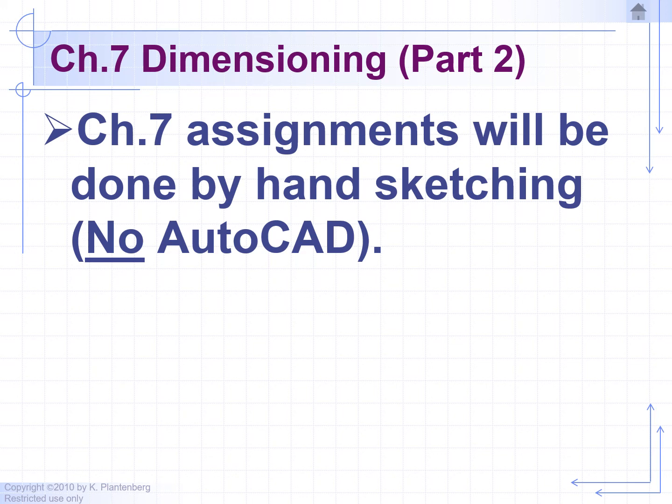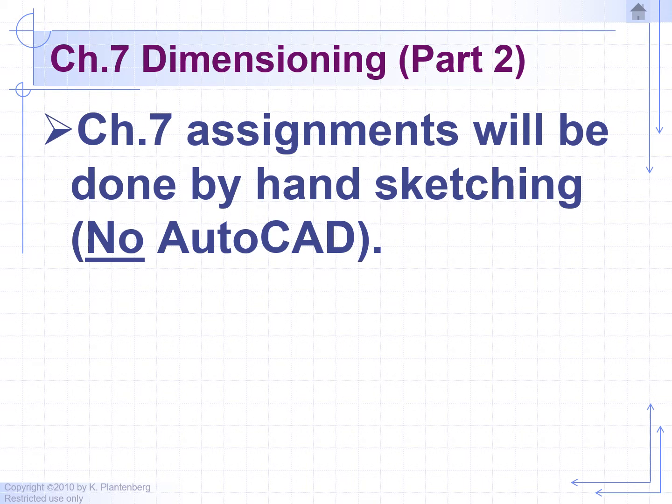So now we're going to continue on with Chapter 7, Part 2, Dimensioning. And just a reminder, this will be done by hand, or if you can sketch using some type of software on your computer, go for it. We're not using AutoCAD for this chapter. That'll be in the next chapter. Chapter 8 will be dimensioning using AutoCAD. And there is no new assignment for Chapter 7. Continue working on the previous handout for Chapter 7, Part 1.